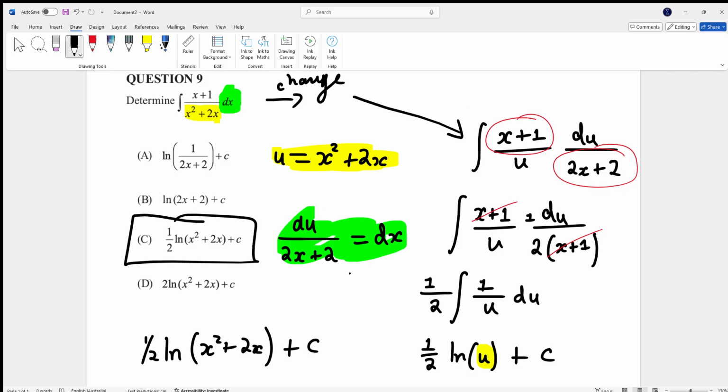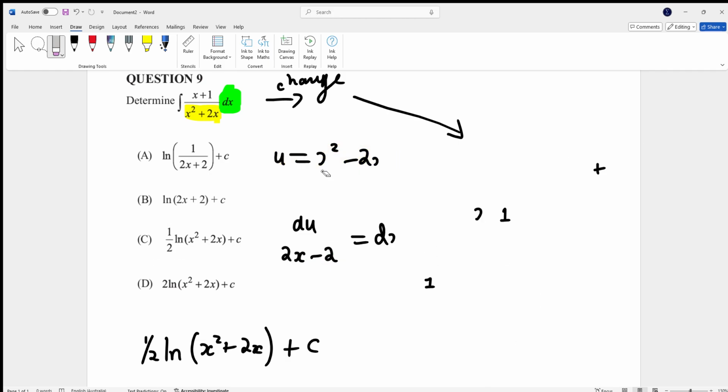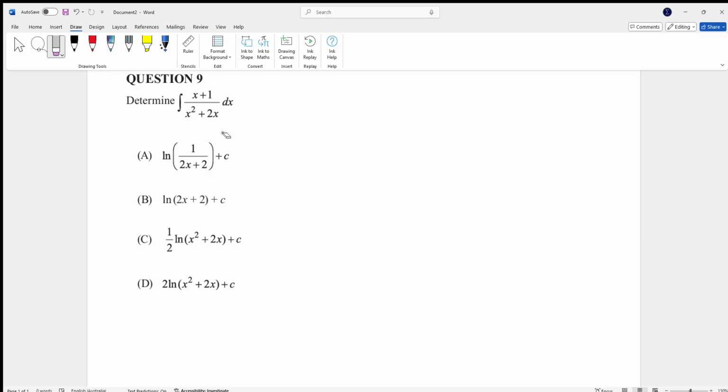Okay, that's one way to do it. I'm going to show you the other way you can do it as well. Now the other way I'm going to show you isn't actually by integrating, it's by differentiating and guessing, okay? Which would probably take a bit longer, depending on what you're faster at, integrating or differentiating. So, because it's a multiple choice, if I were to differentiate all of these here, the correct one would turn into this expression here.